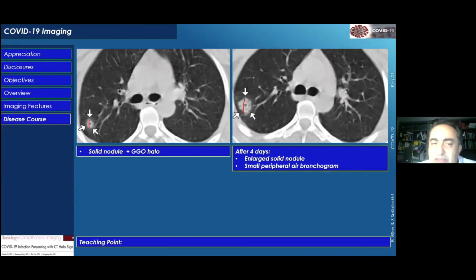For example, let's take a look at this one. The size of the lesion is increased significantly. Now, cancer doesn't grow this fast. Infection and inflammation, they can grow fast. So there was a doubling time of the cancer, for example. Doubling time of the cancer is between 100 and 200 days. I'm talking about the lung cancer.